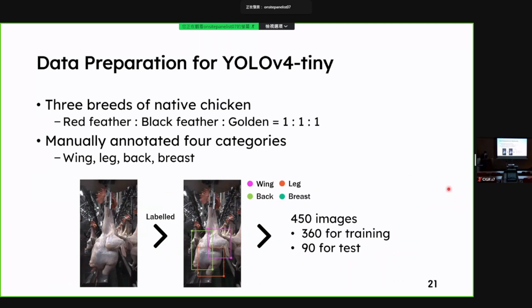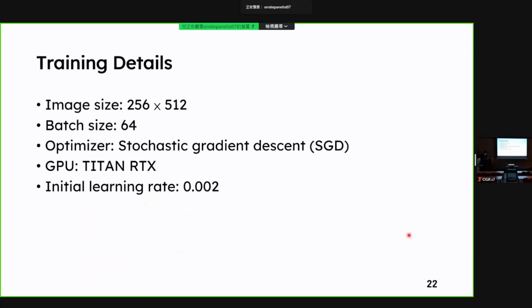And for the data preparation for the YOLO V4 Tiny, I acquired images of 3 breeds of native chicken. The ratio of the data is 1:1:1. And then I manually annotated 4 categories: the wing, leg, back, and breast. There are 450 images in total, 360 for training and 90 for test. And this is my training details.